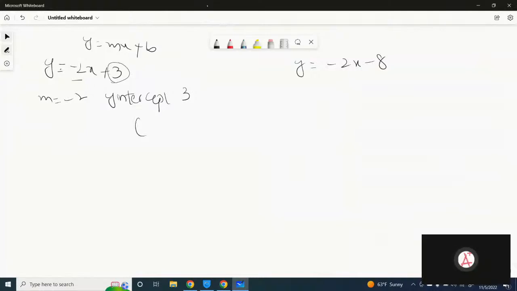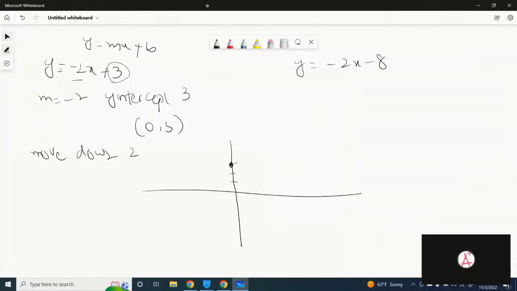So that means you have a point where x is 0 and y is 3. Got it? So the slope is -2. Let's just plot the point on the graph. I'm going to plot both the lines on the same graph. Okay, we have a point 0 and 3. 1, 2, 3. Here is the point 0 and 3. Okay, now slope of the graph is -2. That means we have to move down 2 and right 1.